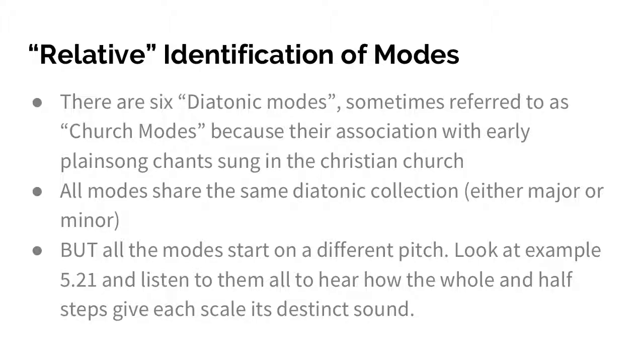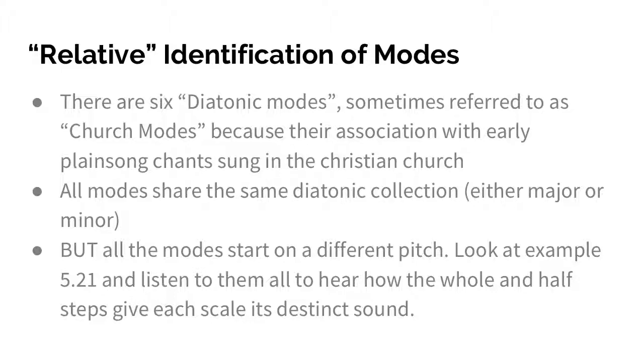There are 6 what we call diatonic modes. We also refer to them as church modes because of their association with early plainsong chants sung in the Christian church. All modes share that same diatonic collection, either major or minor, but all the modes start on a different pitch. So I want you to look at example 5.21. You can see that the modes here are based around the C major diatonic collection.